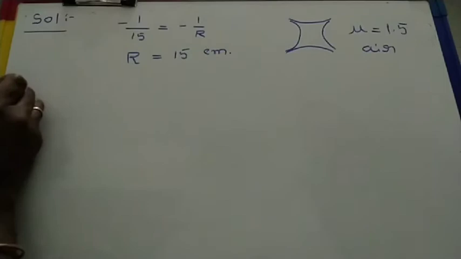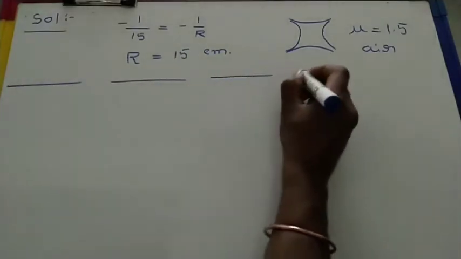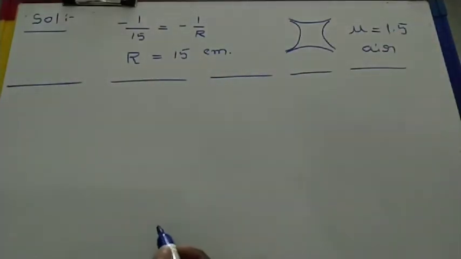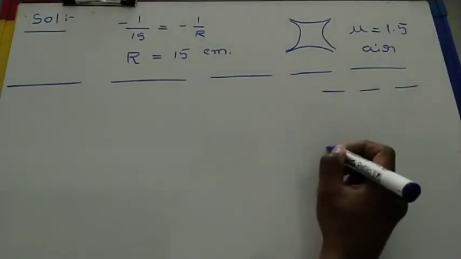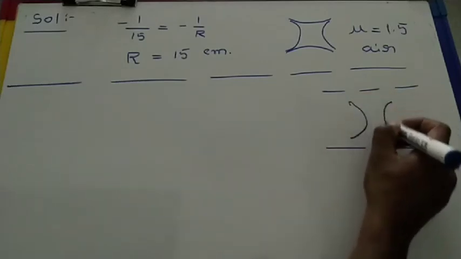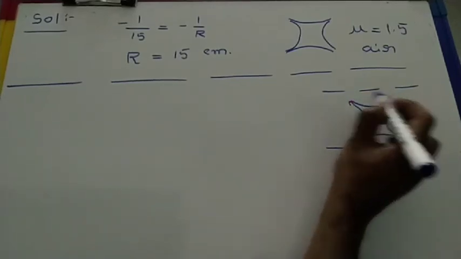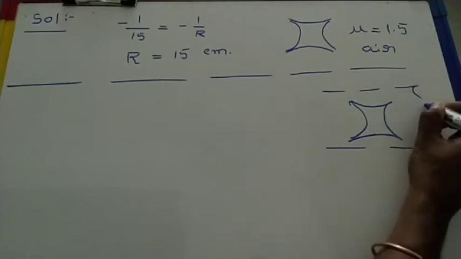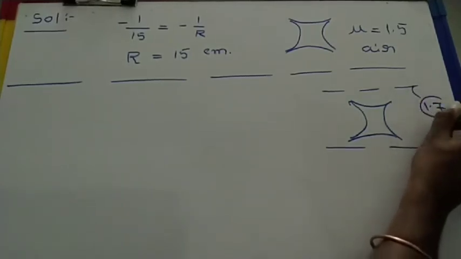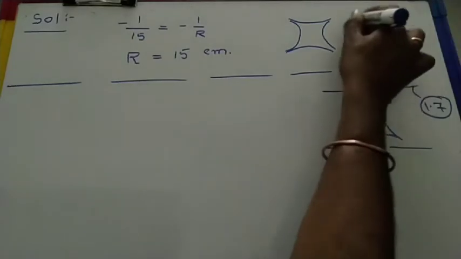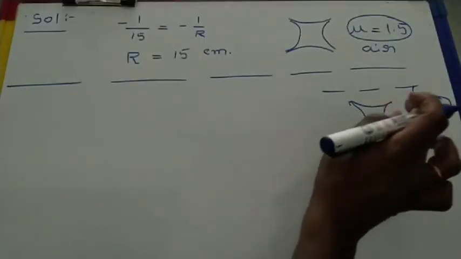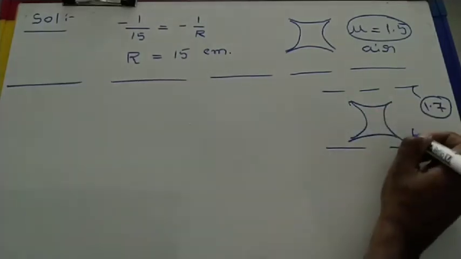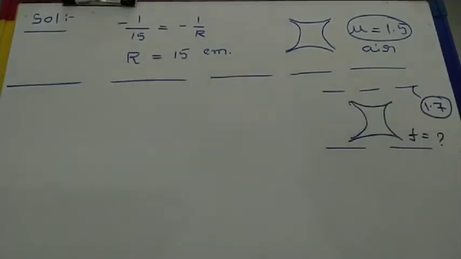Now, one part is completed. What is the second part? Now, take a liquid. Now, I kept a convex lens inside the liquid. The refractive index of the liquid is 1.7, and here it is 1.5 in air. In this case, what is the focal length of this lens? This is the question. Now, go for discussion.